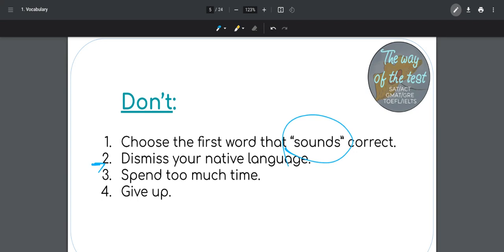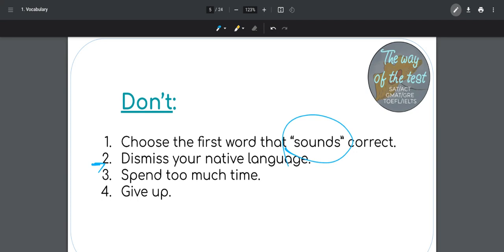So a lot of words in English, especially kind of obscure words in English, come from Latin. So if you have a Romance language, your language comes from Latin, which means it's very likely that the obscure word in English, like the high vocabulary word in English, is actually a common word in your language. So do not dismiss your native language.